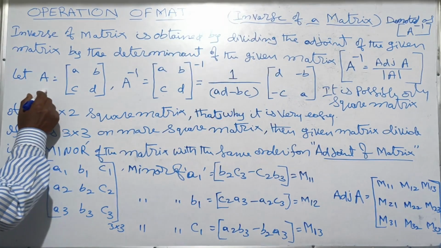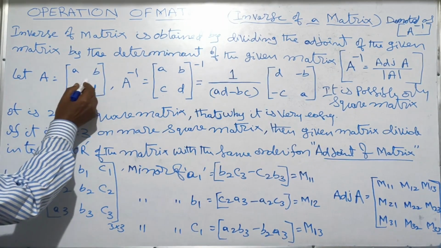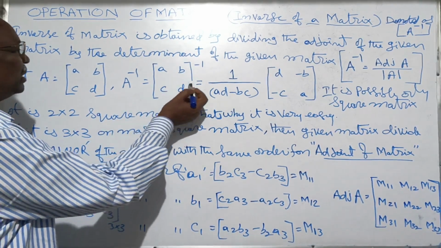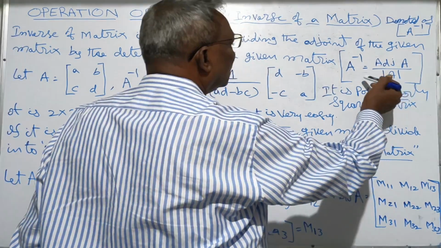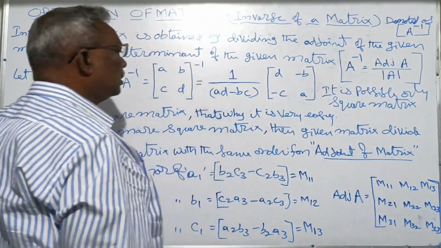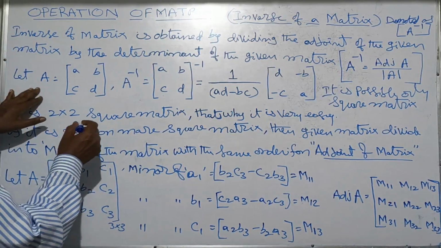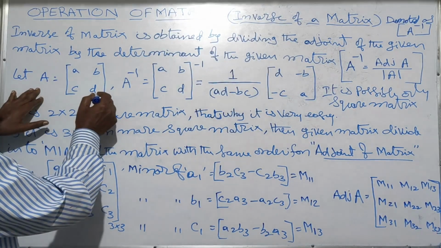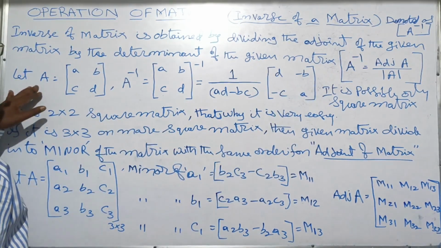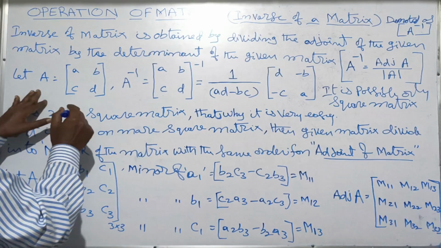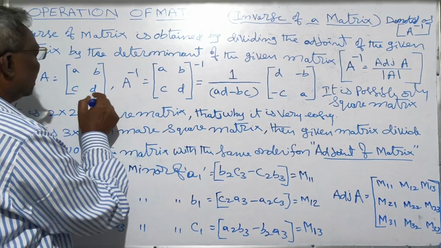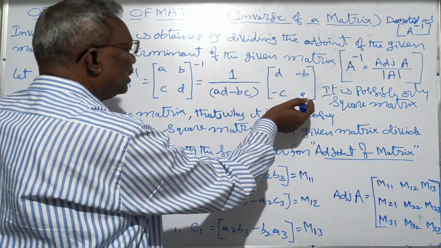Next, let matrix A be equal to [a, b; c, d]. Then A inverse is the inverse of [a, b; c, d]. A inverse is equal to adjoint A by determinant of A. Next, in the A matrix, the diagonal elements are reversed in the adjoint matrix. This is AD. Here it became DA.